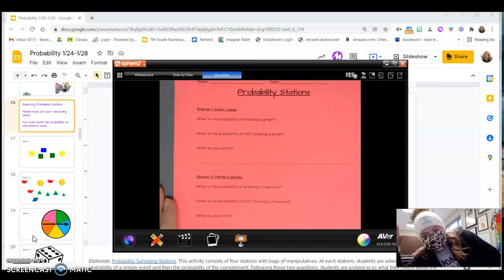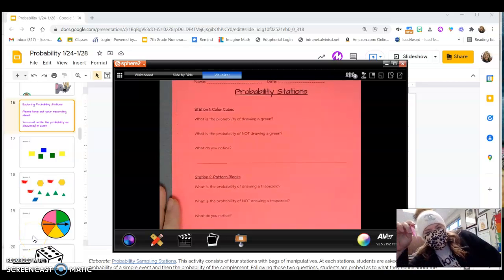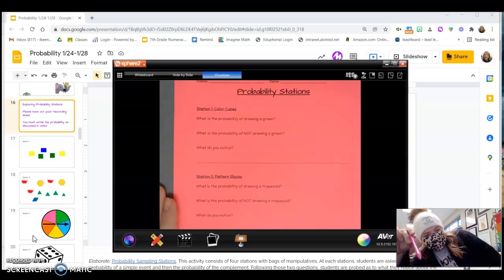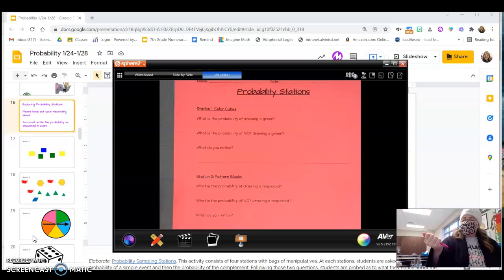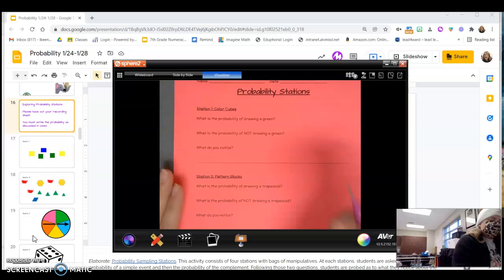Okay, so you need two things in front of you. First, you need this probability stations recording sheet, and then you need to have the slideshow open to slide 17, but I went and made y'all's just Tuesday, so get to where you can see the 2 yellow, 1 blue, and 2 green square tiles.